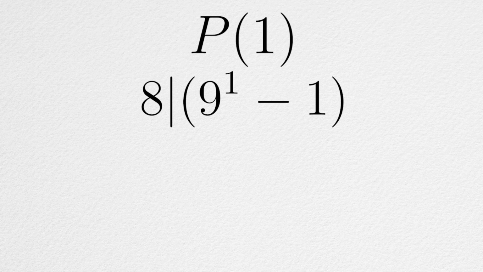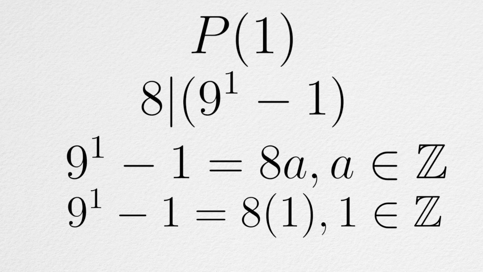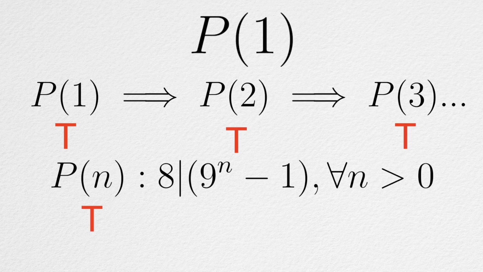At n equals 1, our statement becomes 9^1 - 1 is divisible by 8, which, by the definition of divisibility again, is true if and only if 9^1 - 1 equals 8a for some integer a. And it's easy to see that 9^1 - 1 equals 8 times 1, and 1 is an integer. So we've shown that P(1) is true, and by induction, we know that P(2) is true, and so on. So P(n) is true for all n greater than 0.